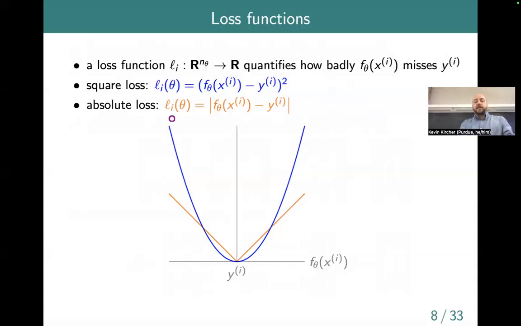Another choice of a loss function is called the absolute loss. Here, rather than this quadratic penalty, we would just use an absolute value penalty. So this actually grows more steeply than the square loss for small losses, right? But when you're out here for larger losses, this grows like y equals x, a linear growth, whereas this one is growing quadratically.